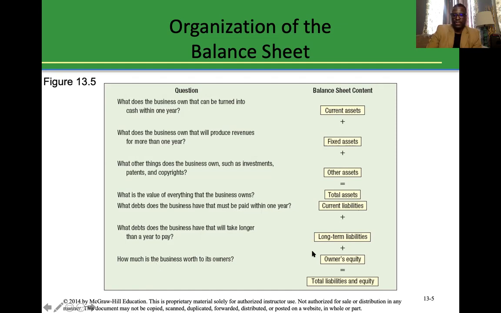And that goes back to what I said, claims on the assets. Once I've taken care of all of my obligations, current liabilities, long-term liabilities, what claims do I have on these assets? That's going to give me my owner's equity. And so total liabilities plus owner's equity will be equal to my total assets.